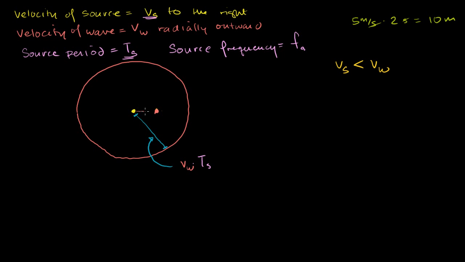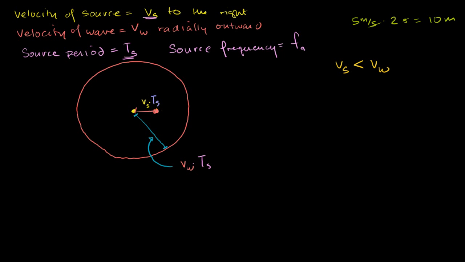So this distance right there, I'll do it in a different color, is going to be the velocity of the source. It's going to be v sub s times the amount of time that's gone by. And I said at the beginning, that amount of time is the period of the wave. That's the time in question. So the period of the wave.